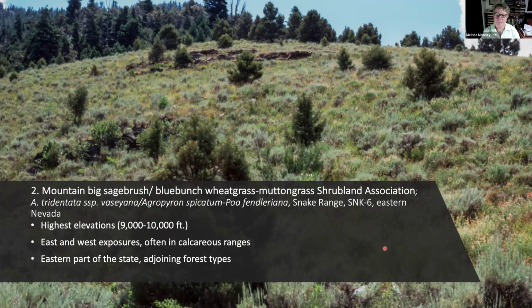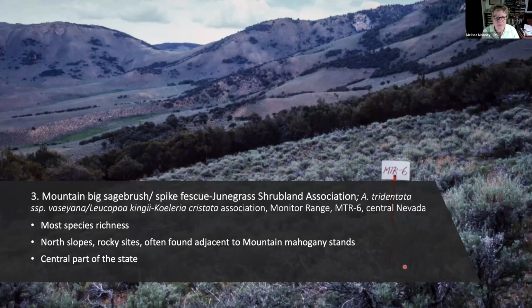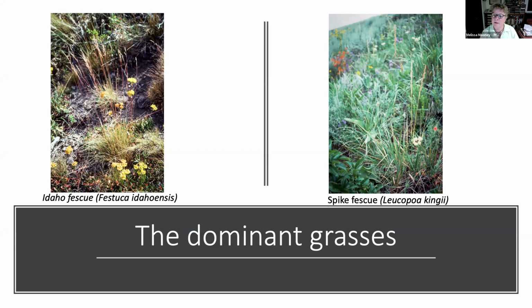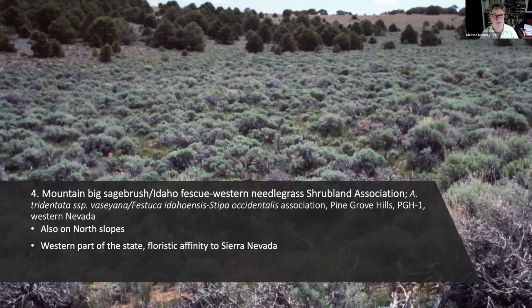The Blue Bunch Wheatgrass Mutton Grass Association occurs then at the highest elevations. And then the third type is Spike Fescue June grass, and it tended to occur adjacent to these mountain mahogany stands. You can see here in the background, the mountain mahogany. We had 8 sample sites here in the monitor range. Dominant grasses, again, Spike Fescue, Leucopoa kingii, which was one of the dominants in that last association that we just looked at. And then Idaho Fescue, which will be the dominant in the next association that we talk about.